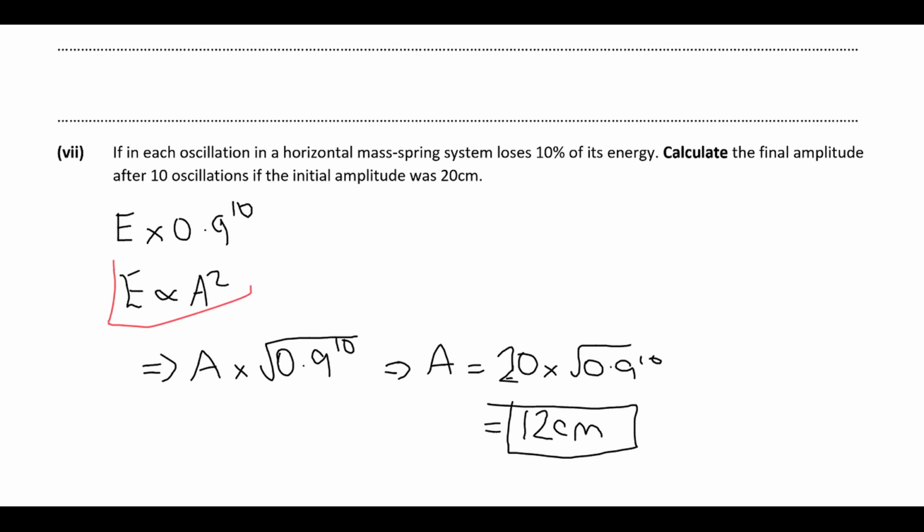The reason for that is, if you've got a mass spring system, the energy is stored in the form of elastic potential energy, and when it's at its amplitude, all of the energy will be elastic potential energy. So you can see here, that's why the energy is proportional to a squared term.